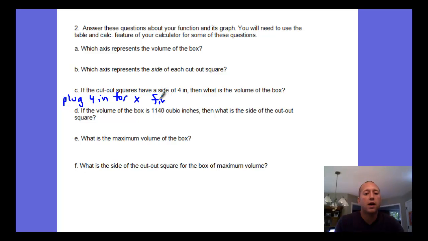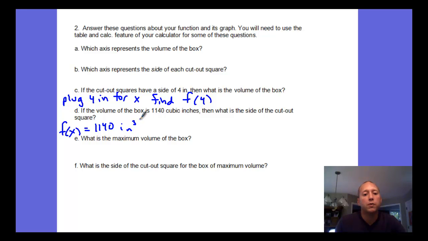Find the function f at 4 inches. What would the volume be if you cut out 4 inches? Then D is the opposite. If f of x was 1,140 cubic inches, so inches cubed, what's x? That's the second problem. And then E, we want to actually maximize the volume. Now you need to pull out your calculators and use them to help you find the maximum volume of your function. And F, what is the side you need to cut out to actually make that maximum volume?